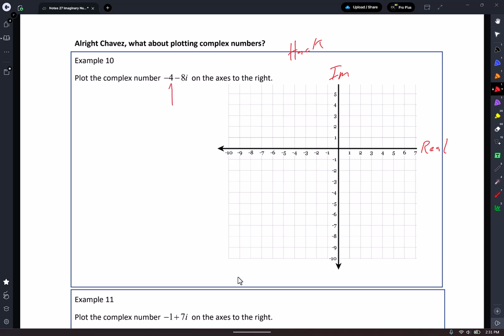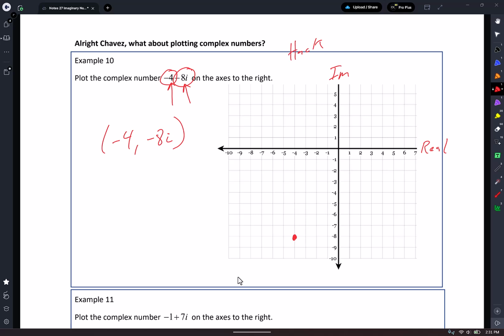What does that mean? You see how I have negative 4 minus 8i? What's the real component? So negative 4, comma, what's the imaginary component? Negative 8i. You put the i in there because it's still imaginary. So you're going to graph negative 4, comma, negative 8i. Negative 4 and then negative 8 is way down here. So that's the point. There it is.